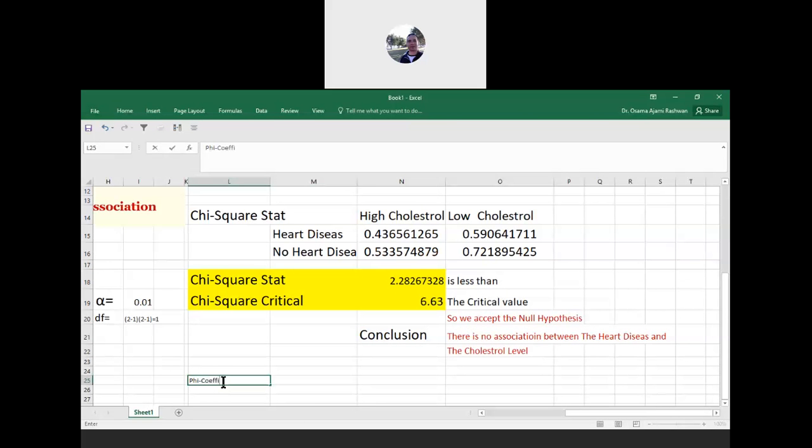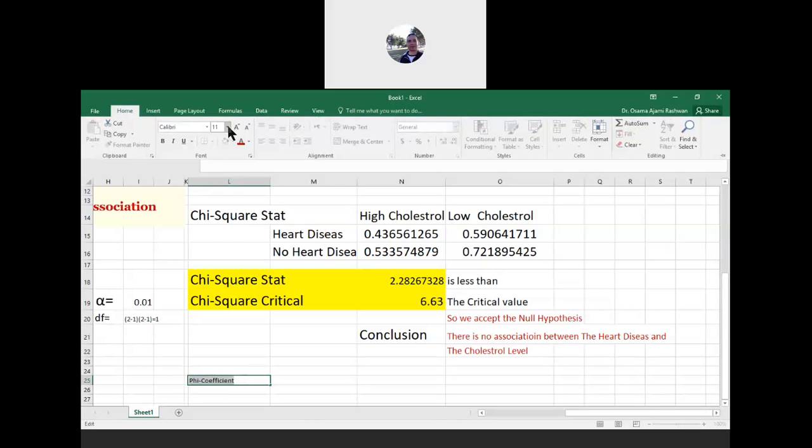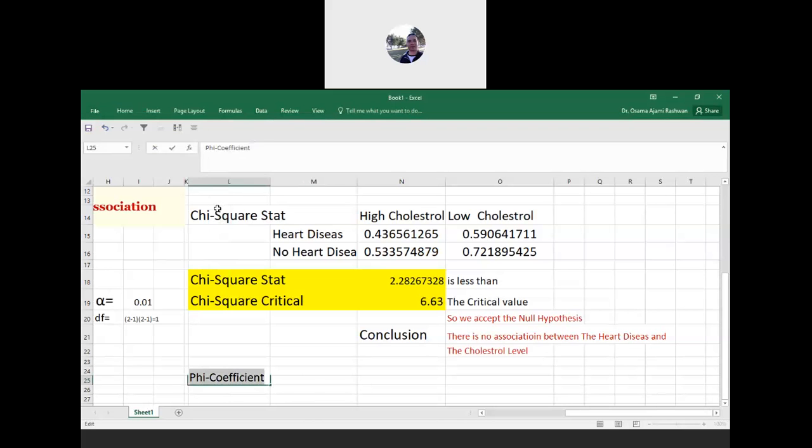What is the phi coefficient? The phi coefficient is the square root of what? Of chi-square over the sample size, right? So it is equal to what? Square root. How to find the square root? Okay.